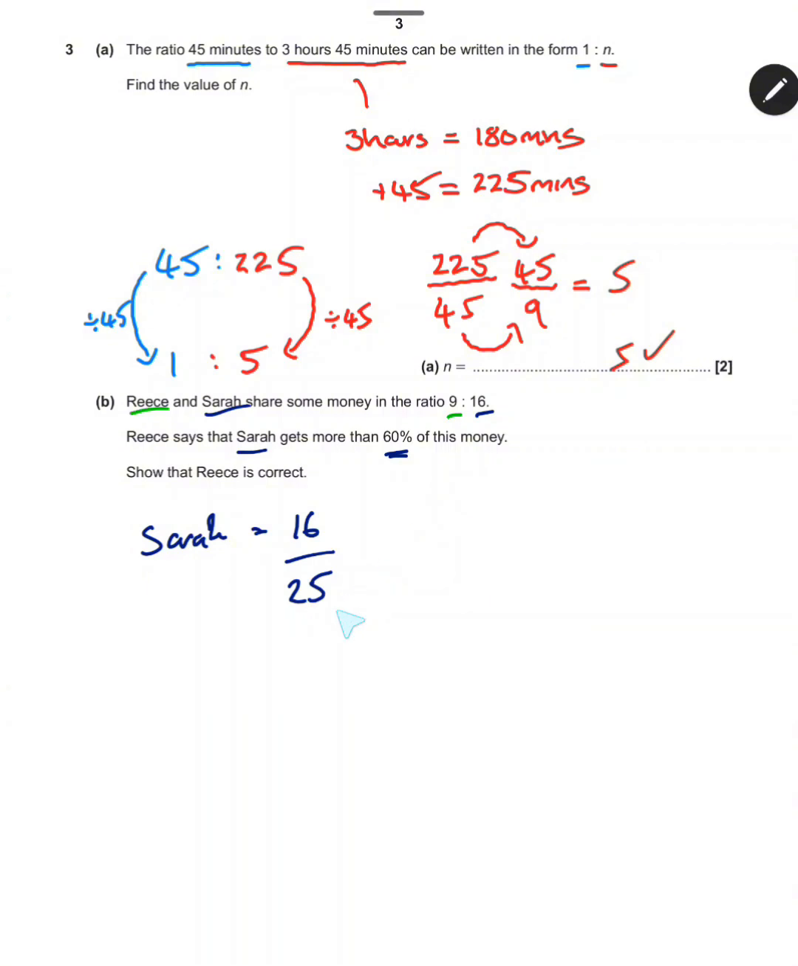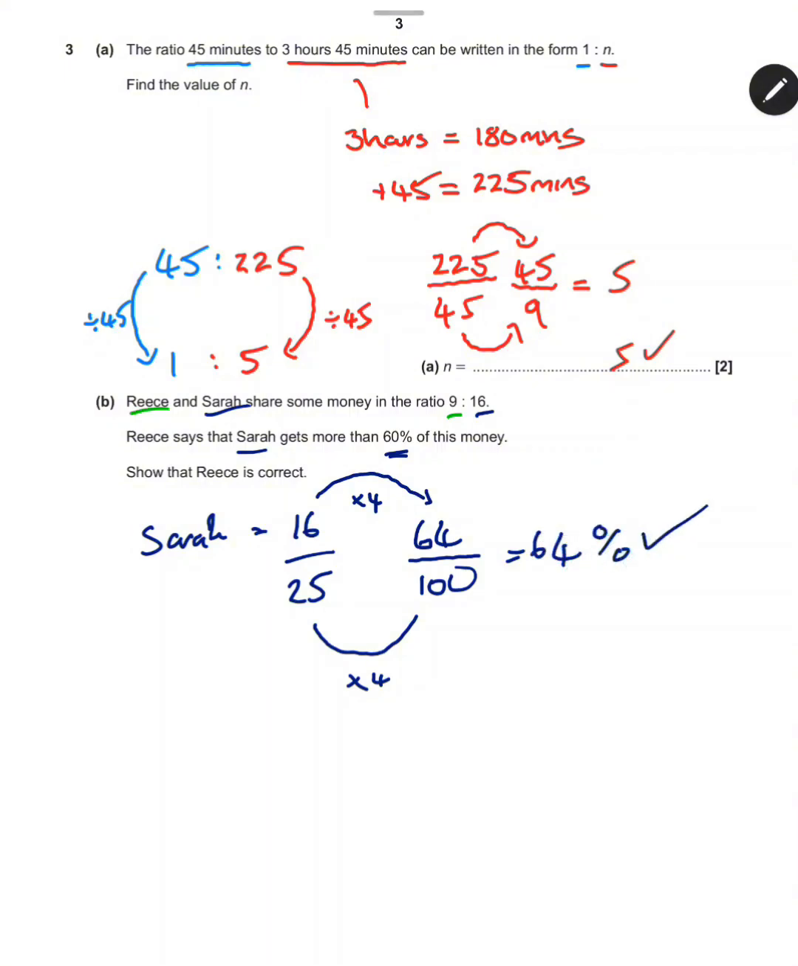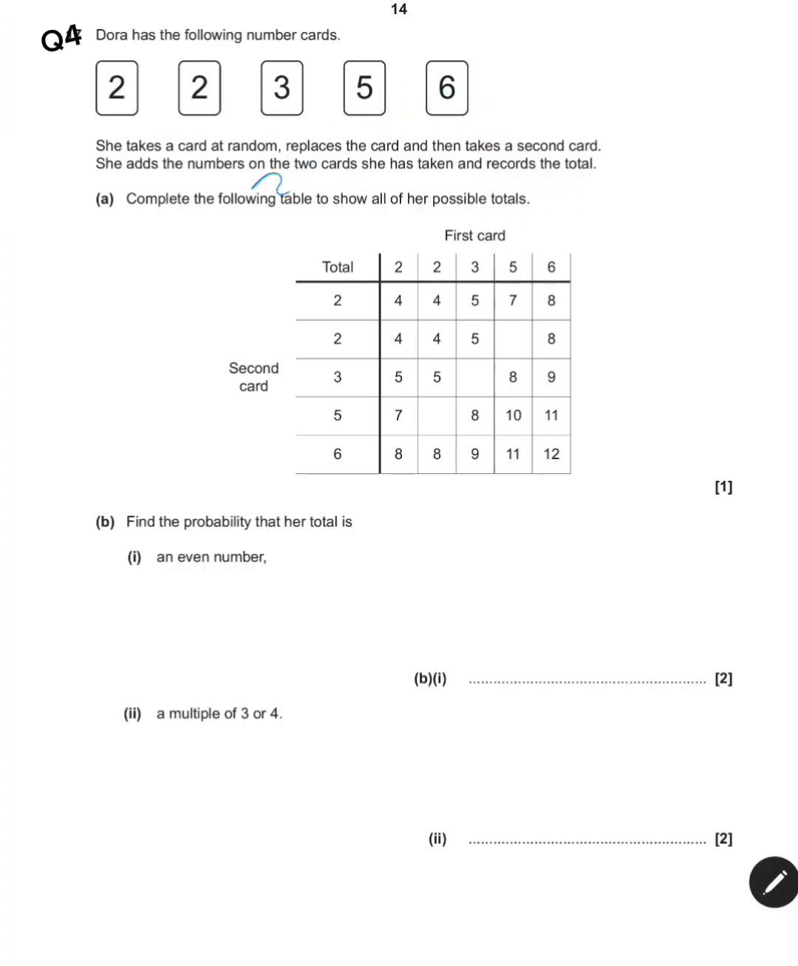We're looking to turn this into a percentage. Best way to do that is get your fraction out of 100. Well, I know that 25 times 4 is 100. So I just need to do the same to the top. 16 times 4. Well, 16 doubled is 32. Doubled again is 64. And 64 out of 100 is 64%. Reese is correct.